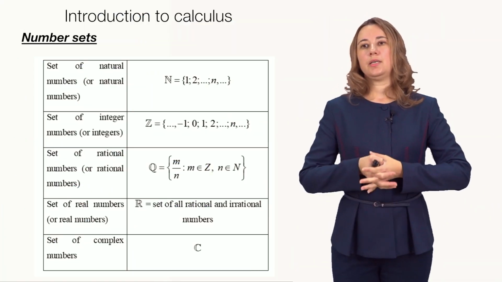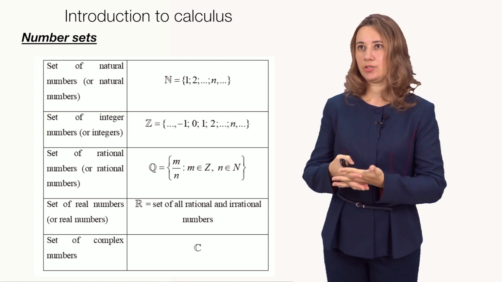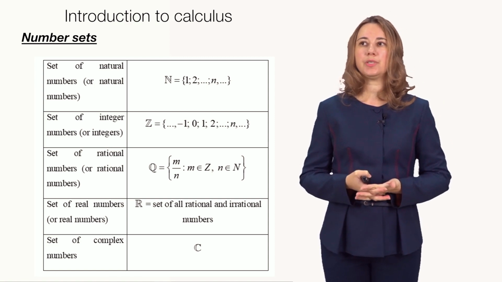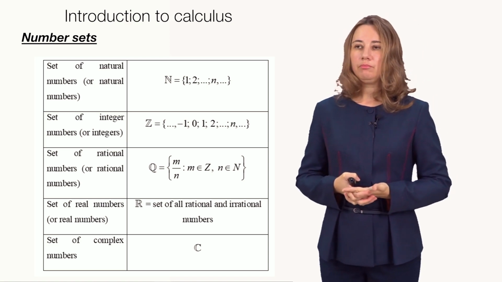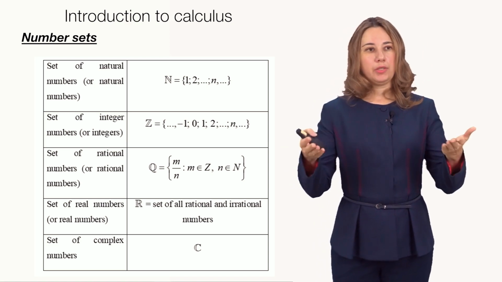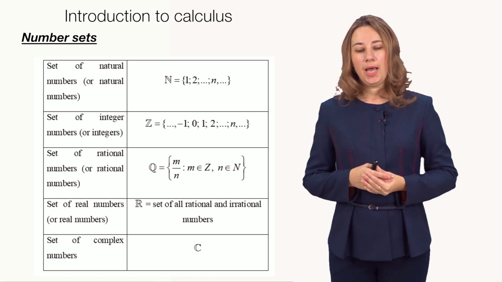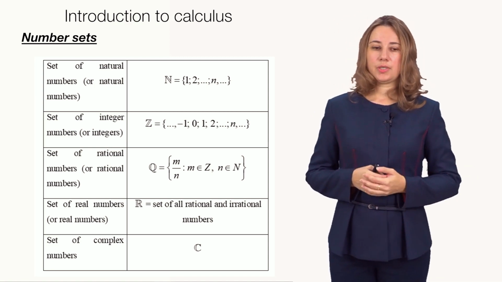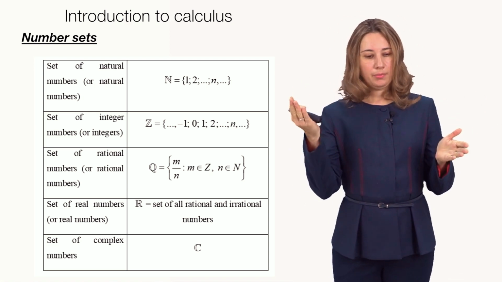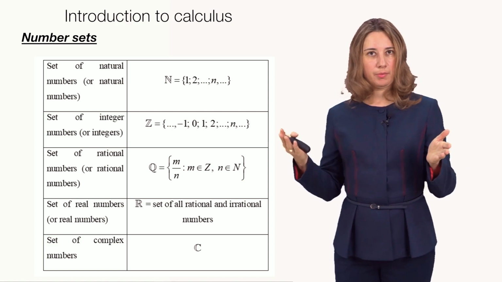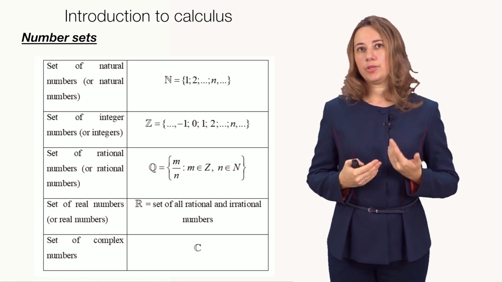The next set is the set of integer numbers. The set of natural numbers can be extended to the set of integer numbers by adding 0 and negative numbers. Now let's move on to the next set. The next set is the set of rational numbers. Any element of this set can be expressed as a fraction m divided by n, where m is an element of capital Z, or m is an integer number, and n is a natural number.